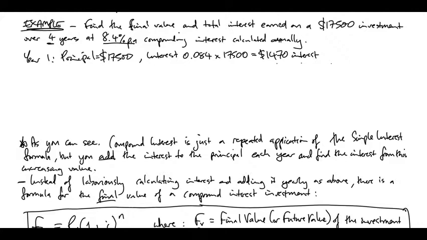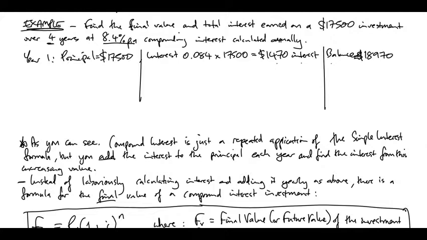And so the balance at the end of the year. In the book it actually has it as a table, so we might as well do that. And then balance, well, what is the total now? If you started off with 17,500 and you earned 1470 interest, your balance at the end of that year is going to be $18,970. So that is the first year.